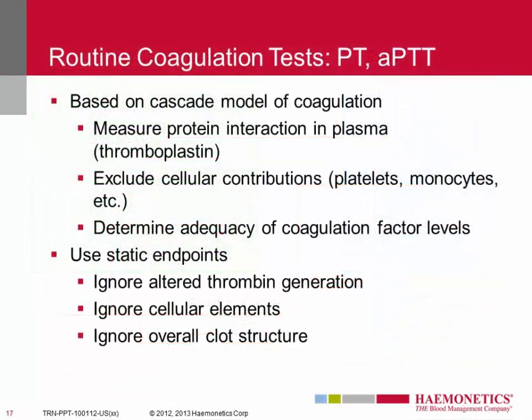So routine coagulation tests, the PT and PTT, are based on a cascade model of coagulation, which is still very important because we actually see that on the platelets as well. But it measures the protein interaction in plasma, so thromboplastin. It excludes the cellular components that I spoke of just a few moments ago: platelets, monocytes, and blood. And it determines adequacy of coagulation factor levels. So we're looking at the coagulation factor levels in circulation. It uses a static endpoint. It ignores altered thrombin generation, which we'll talk about lightly, ignores cellular elements, and ignores overall clot structure.